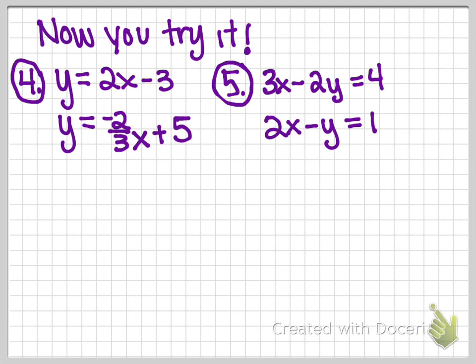All right, now you try it. Here are 2 examples for you to work out on your paper. When you're done, take a screenshot of all of your notes, including numbers 4 and 5, and submit for credit.